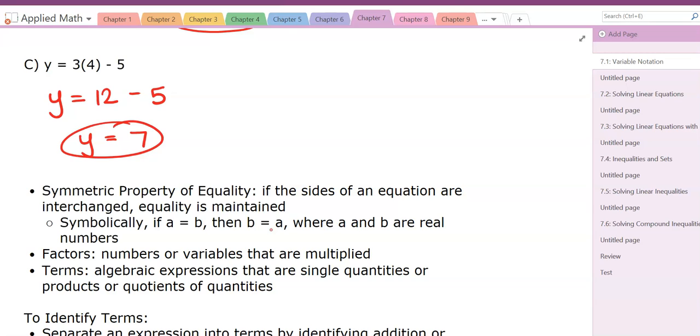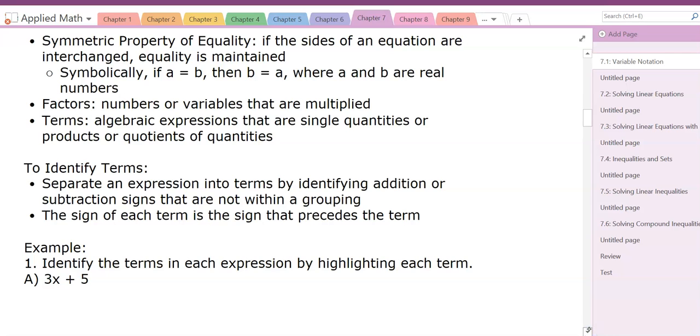Terms are algebraic expressions that are single quantities or products or quotients of quantities. So a term could look something like just a 5, or it could be something like 2x, or it could be n divided by 5, or it could even be something like xyz. Something like that could be considered a term.